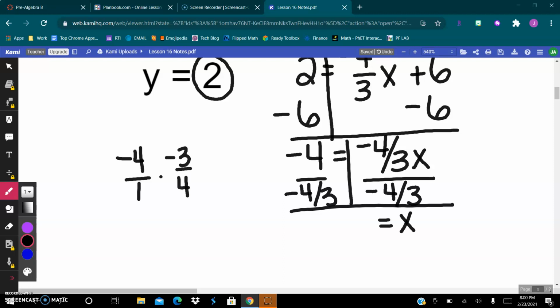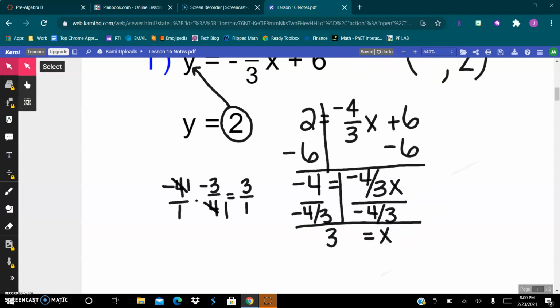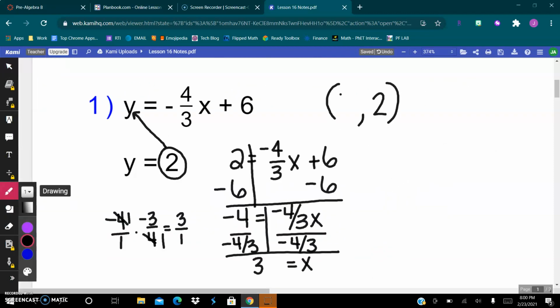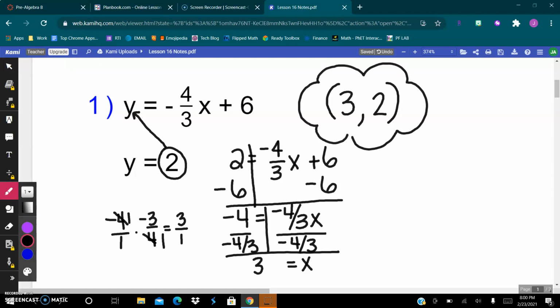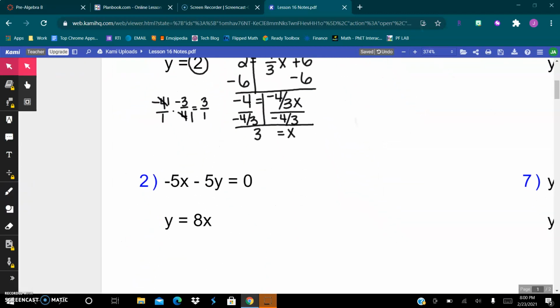-3/4. Now, I like to reduce before I multiply, so I notice that we have 4s on an angle from each other, so we can divide both of them by 4, and they would become 1. And then we'd have -1 times -3 at the top, so that would be a +3. And we have 1 times 1 at the bottom, which is 1, and 3 over 1 is the same thing as 3. So x equals 3, so we fill that in our ordered pair. Remember, x is always the first number. And we have the point where the two graphs or the two equations cross or meet.